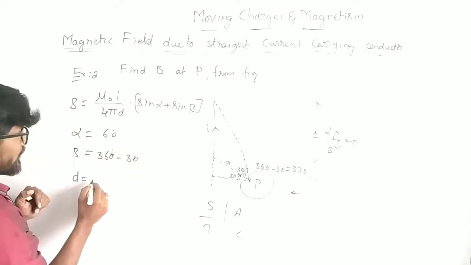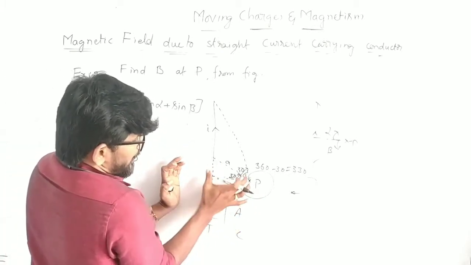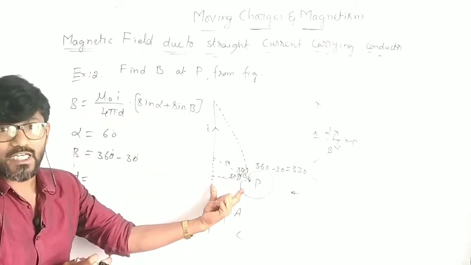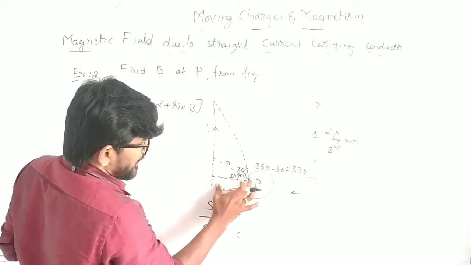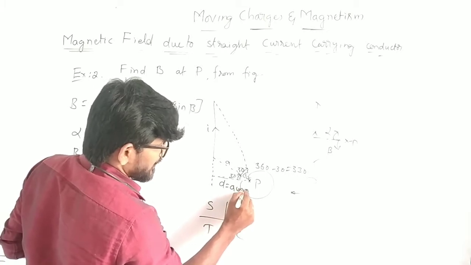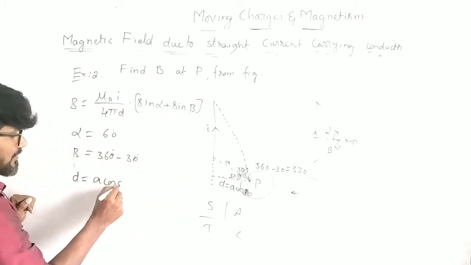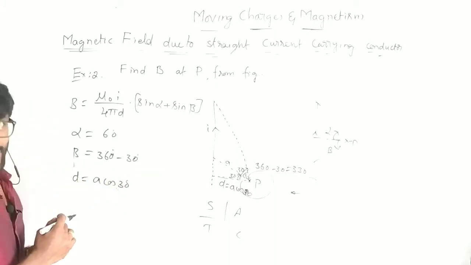Is it clear? So what is d? It is the perpendicular distance from the conductor to the point. This is given as A, and this is the distance that you need. So this is A and the angle is 30, so it is a cos 30. So your d is equal to a cos 30, a cos theta here, that is 30. Is it clear? d is equal to a cos 30. Right, and cos 30 is root 3 by 2.